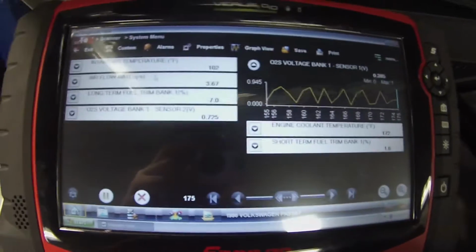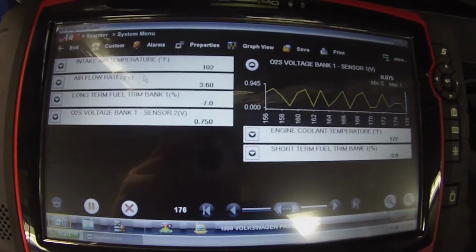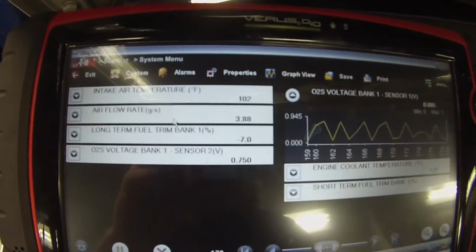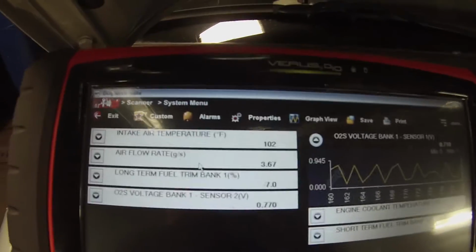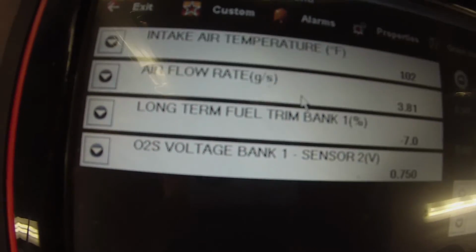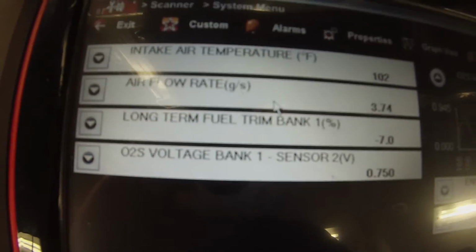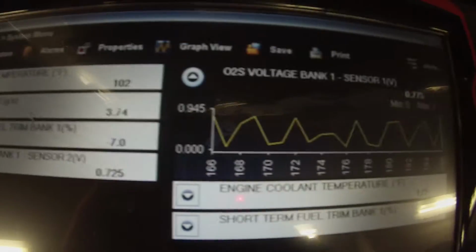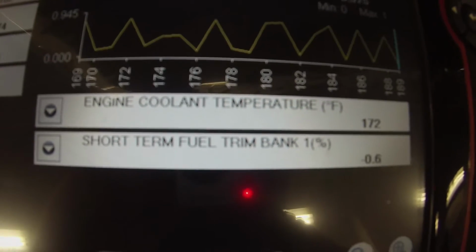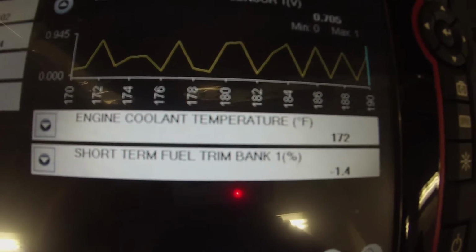Alright, so I'm just in OBD2 Direct, on the main screen here, and I have my intake air temp, my mass airflow, long-term fuel trim, O2 sensor bank 1, sensor 2. There's my O2 sensor bank 1, sensor 1, my short-term fuel trim, and my coolant temp.